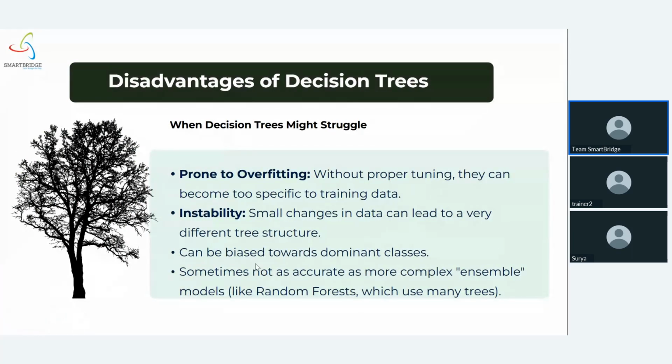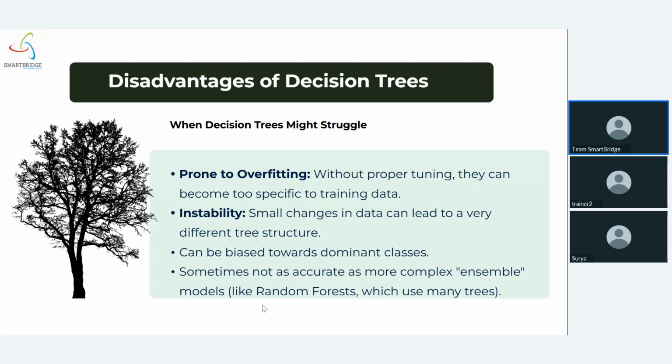The disadvantage of decision trees is overfitting. Whenever you're having overfitting, then we need to prune the tree. But first, we need to find whether the model is overfitting or not, so that might be a problem for us. And instability: small changes in the data can lead to a very different tree structure.